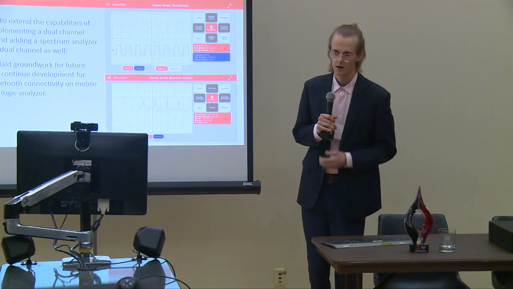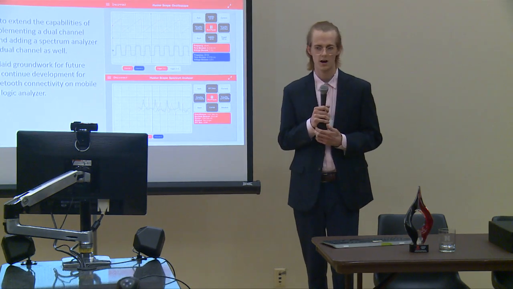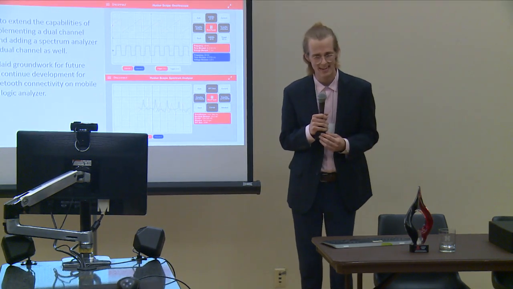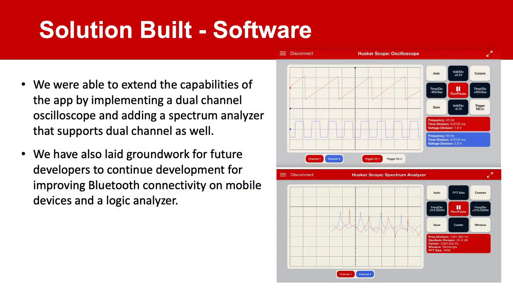So looking at kind of the solution built for the software side, we were successfully able to extend the capabilities of the app by implementing that dual channel oscilloscope and adding a spectrum analyzer that supports dual channel as well. This top photo here is a photo of the oscilloscope. You can see just kind of all the different buttons and these nice little waves on there and ways to enable and disable the channels and to trigger on which channel you want to do. And on the bottom there's the spectrum analyzer. Kind of a similar layout. We got all the buttons to change the settings, enabling and disabling the two channels, and here you can see that the red and blue waves kind of delineate which one is channel 1 and channel 2 when you were looking at it.